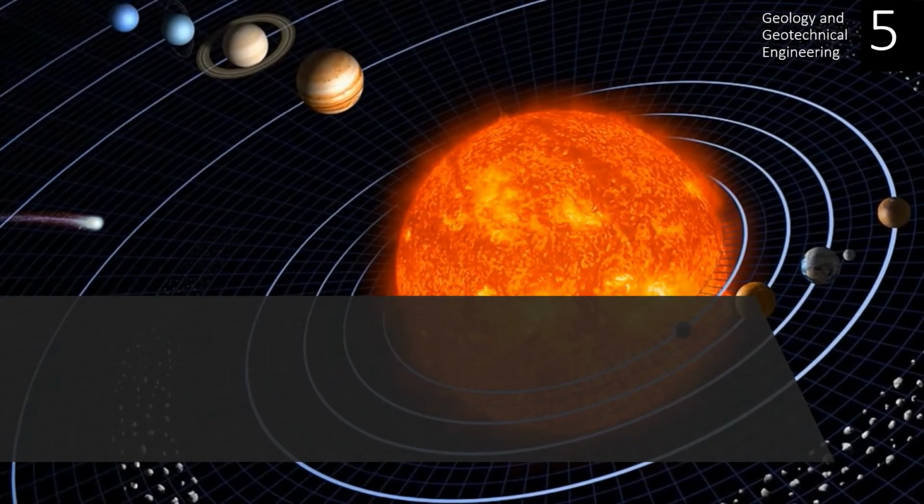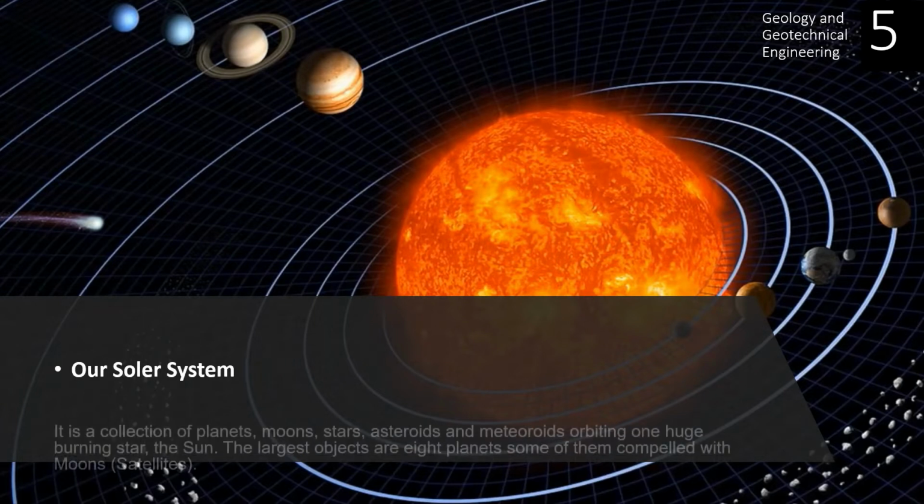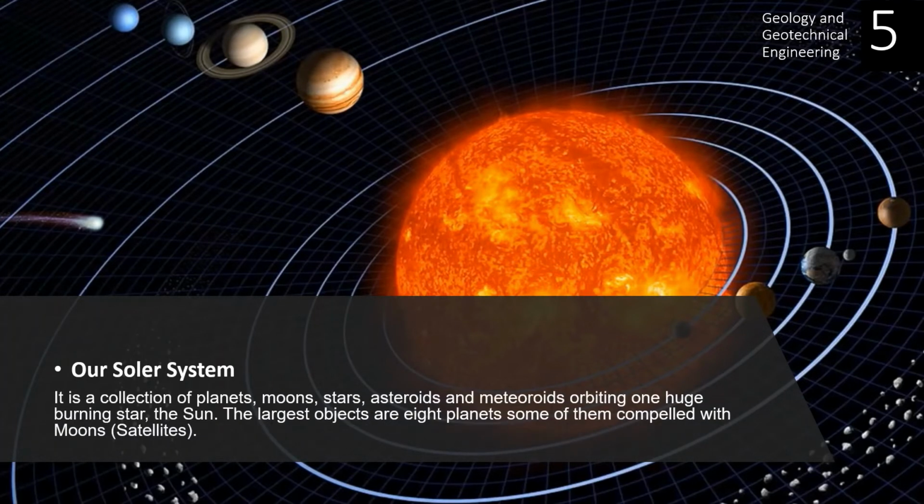The definition of the solar system is that it is a collection of planets, moons, stars, asteroids, and meteoroids orbiting one huge burning star, which is our sun. And the largest objects are 8 planets, some of them accompanied by moons.